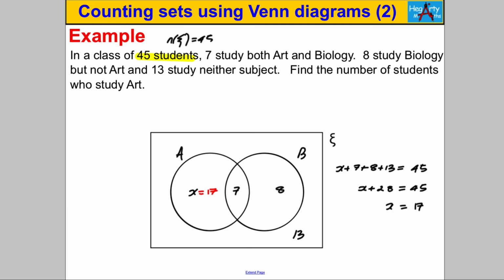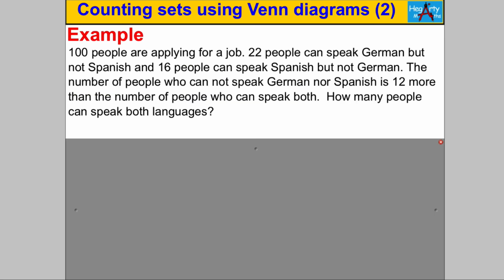Now that wasn't the question. The question was find the number of students who study art. That is everyone inside this circle, i.e. that's 17, add that 7. So it's going to be 24 students. And we're done. Okay, next one. Pause the video and have a go at this.